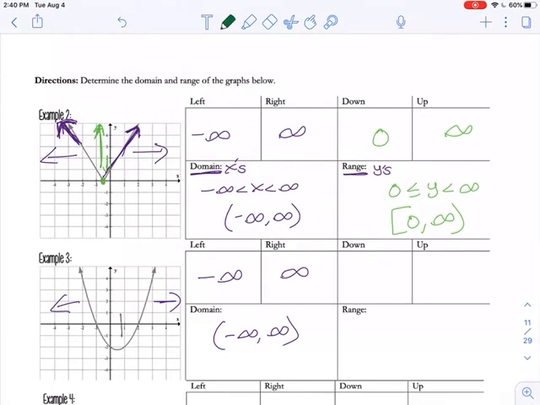Now my range are my y's. I want my lowest y value right here. Now this one's a little tricky because it's actually going below negative 2. So I don't know exactly what it is. And then I want my highest. So my highest, that arrow is going forever and ever. So my highest y value is infinity, and the lowest looks a little bit more than negative 2. So I'm going to write negative 2.2.